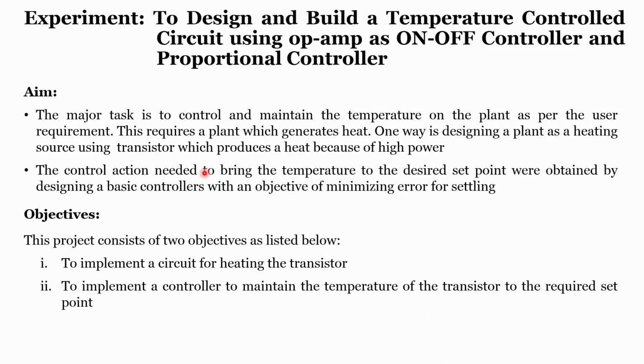The objectives in this case are to implement a circuit for heating the transistor, that is the major thing, and to see how we implement a controller to maintain the temperature of the transistor at a required set point. Got the point? When I say required set point, we will always think about 50 degrees as my set point. I always have to maintain the temperature of the plant at 50 degrees or 100 degrees.